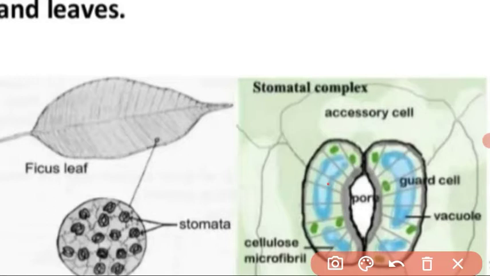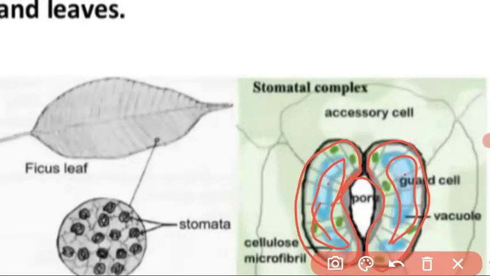These two guard cells contain large vacuoles, which contain cell sap. During the daytime, the stoma remains open for the exchange of carbon dioxide, the exchange of gases.